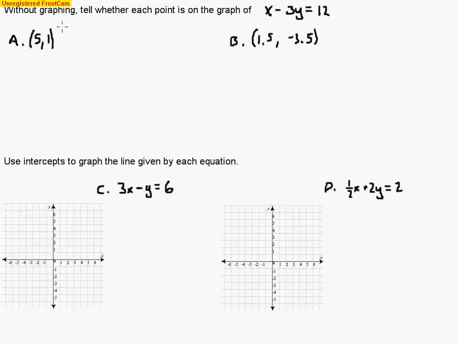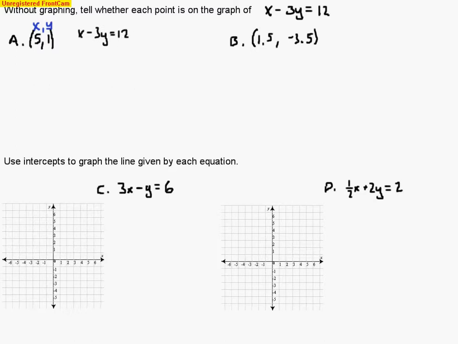So the way we're going to do that is we are going to take the equation here, and we're going to substitute this point in for this equation. So first of all, we've got an x value. The first number represents x, the second number represents y. So let me go ahead and just rewrite the equation. x minus 3y equals 12.